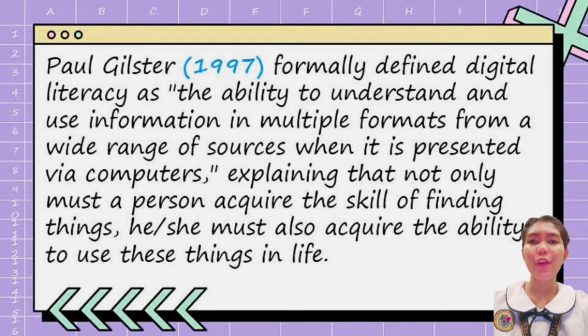Two years later, Paul Gilster formally defined digital literacy as the ability to understand and use information in multiple formats from a wide range of sources when it is presented via computers, explaining that not only must a person acquire the skills of finding things, he or she must also acquire the ability to use these things in life. So, this is not just about understanding the information, the content, accessing or evaluating how reliable the information is, but also, once you're able to understand it, you should have the skill to apply it in your life.